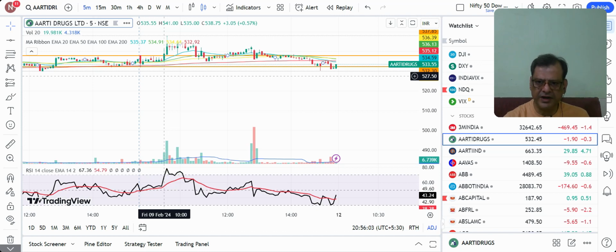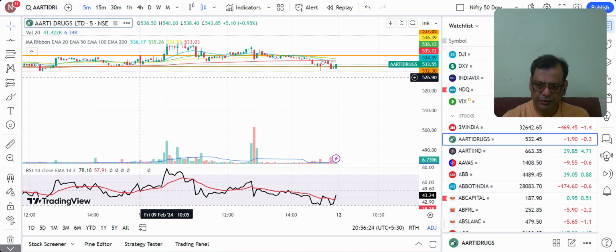You see it's 538.75 and it's opening at 538.50. In fact, it's come down a bit, 25 paisa, down to 538.50. But you will get filled in here.